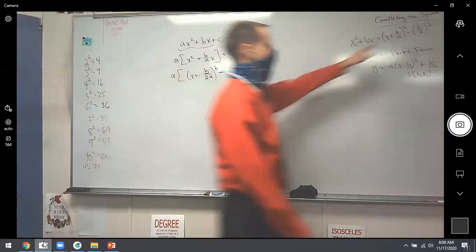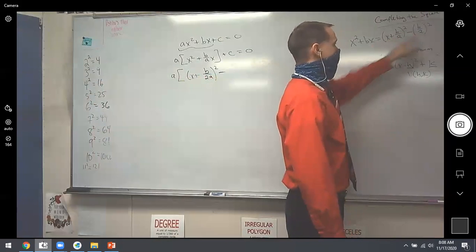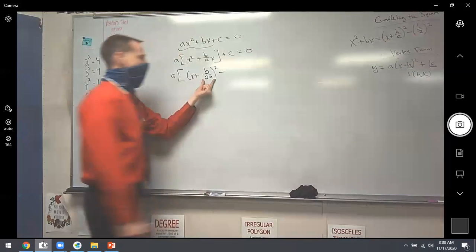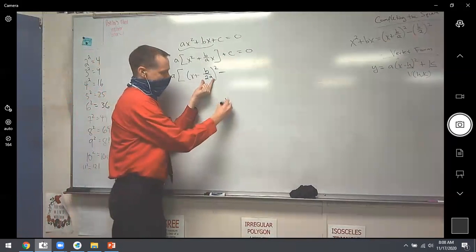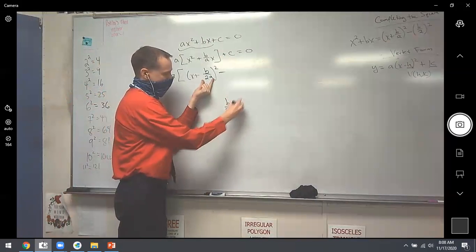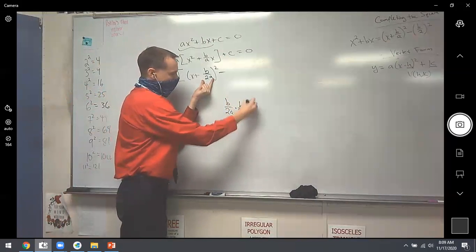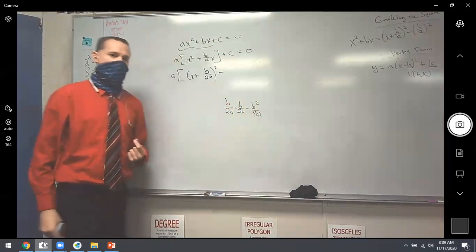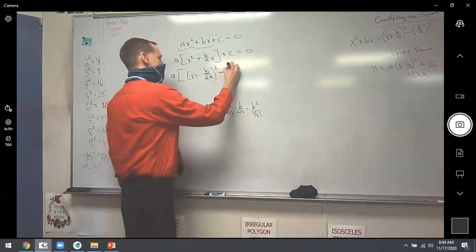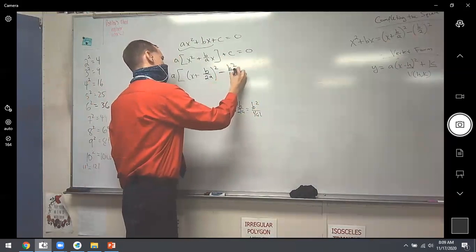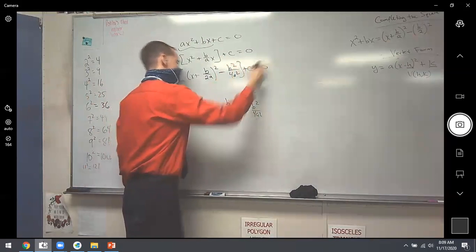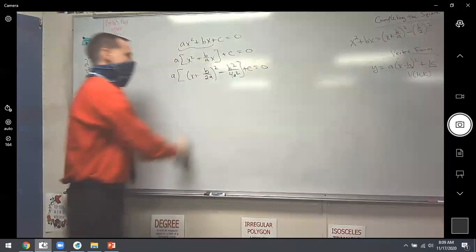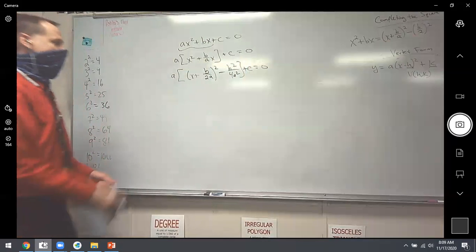Minus whatever that thing is I just made up, squared. Well, what's B over 2A squared? Anything squared means times itself, which would be B squared over 4A squared on the bottom. So I need to subtract off B squared over 4A squared. So it's a little weird to do it with just letters, but the letters just represent numbers, and we're okay.